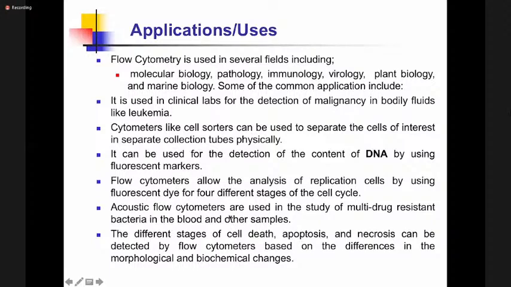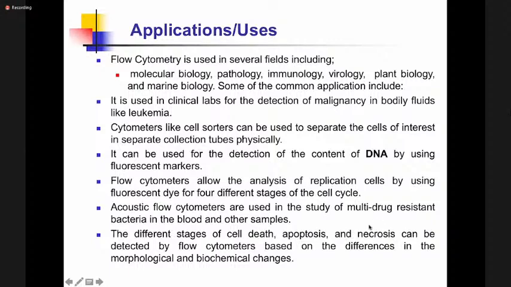So you'd apply this kind of study to analyze multi-drug resistance in bacteria using acoustic flow cytometers. And the different stages of cell cycle or cell death, apoptosis, necrosis, can also be detected by flow cytometer based on the differences in morphology and biochemical changes. For instance, for cells undergoing apoptosis, you have got the Ki67. An anti-apoptotic marker is the BCL2. So you can use that also to check the proportion of cells which are undergoing apoptosis.